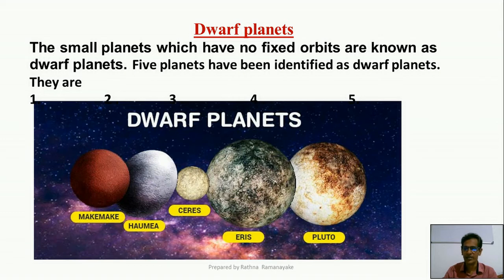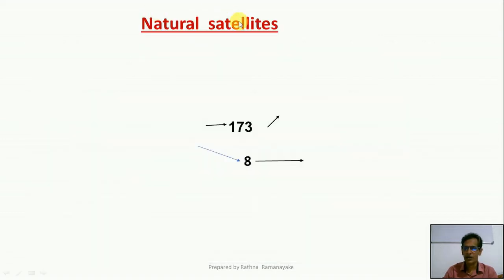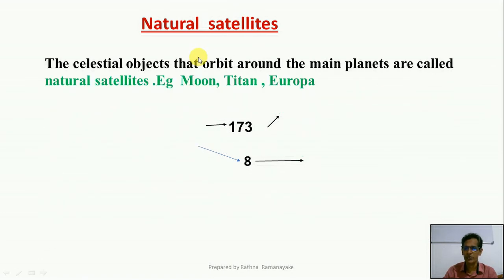Dwarf planets. Right, now let's pay attention on natural satellites. Natural satellites. The celestial objects that orbit around the main planets are called natural satellites.